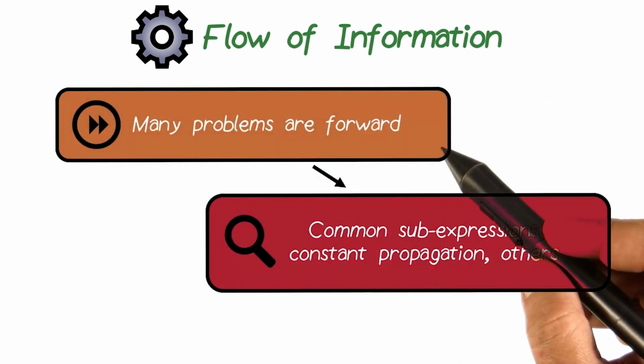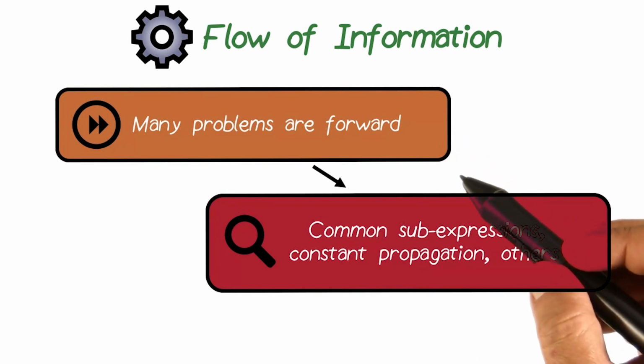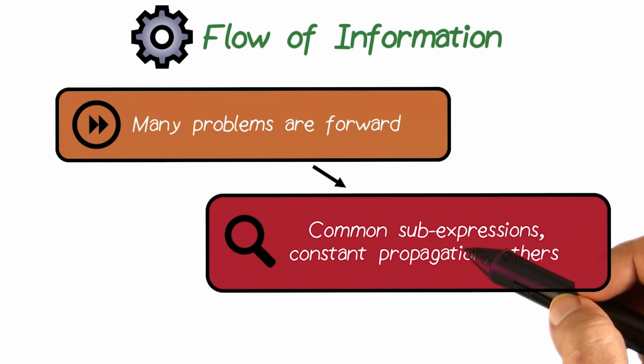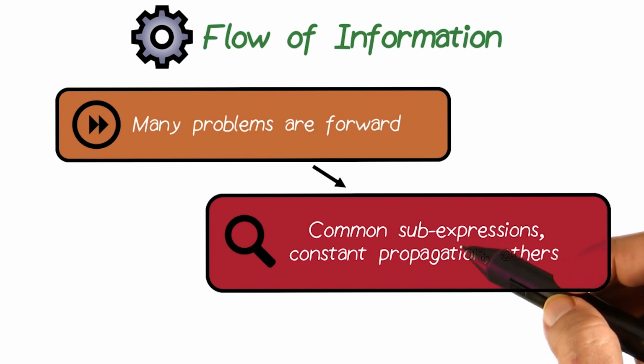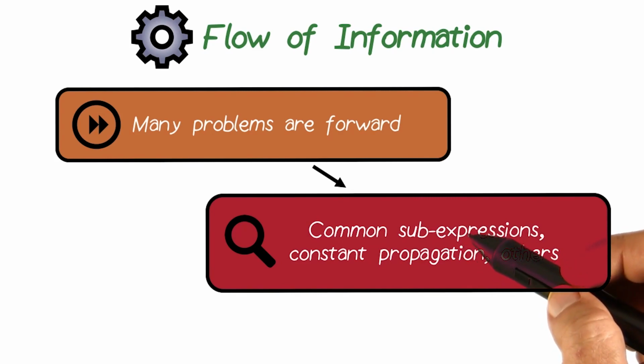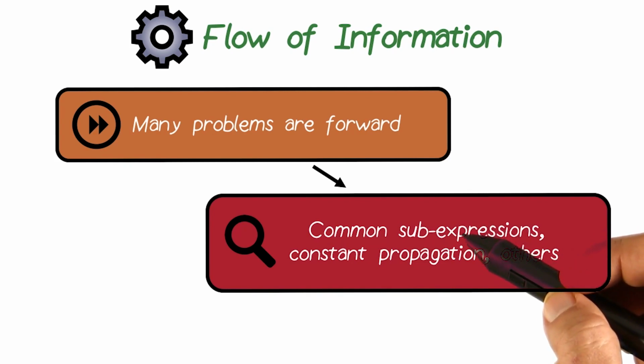Unlike this particular problem, many other optimization problems are forward, such as constant propagation and common sub-expression elimination, available expressions, and so on. Those are forward problems where outset is computed from inset, whereas in our liveness problem, inset is computed from the outset, and that's why it is backward.